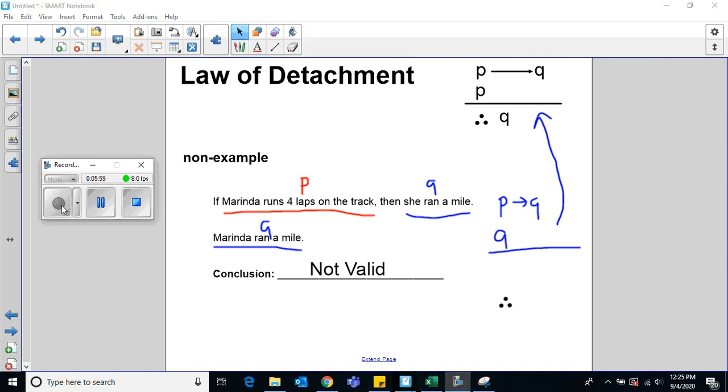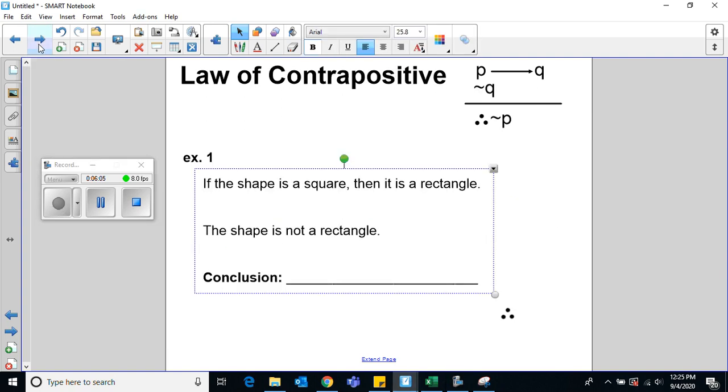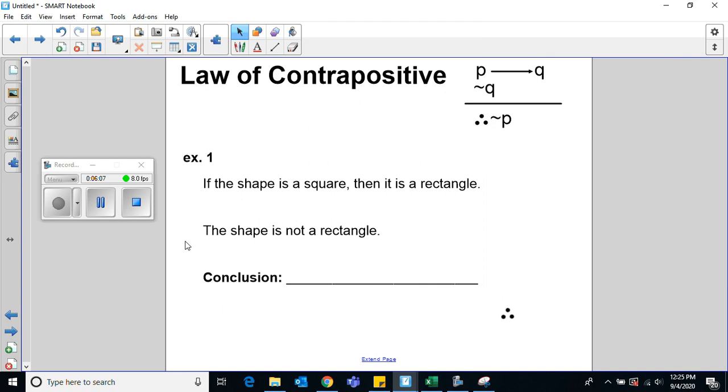So if it's not valid, then you can't write a conclusion. Okay, so that's the law of detachment. Let's go look at the law of contrapositive. The law of contrapositive states if P then Q, then you can say not Q, and then the conclusion would be therefore not P.